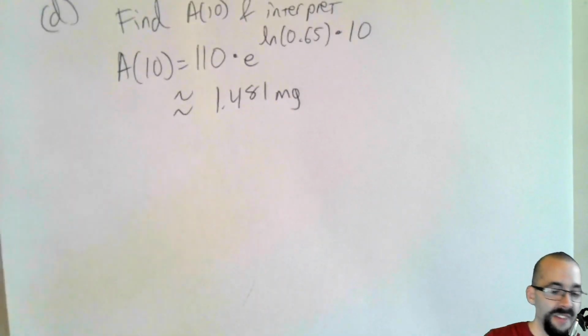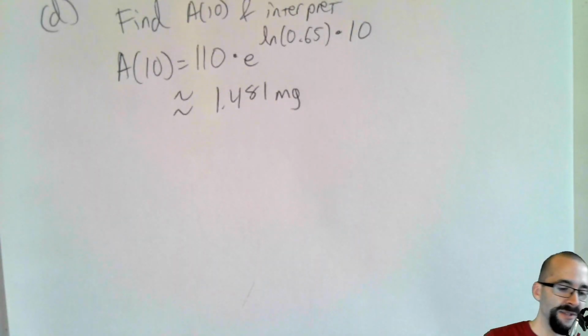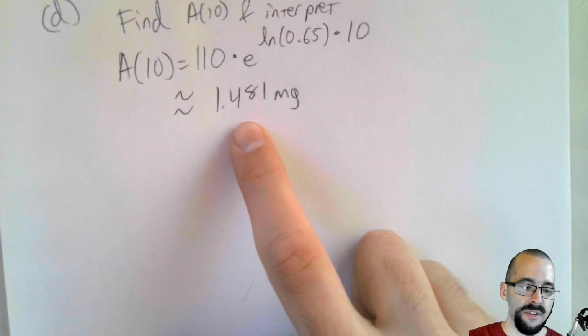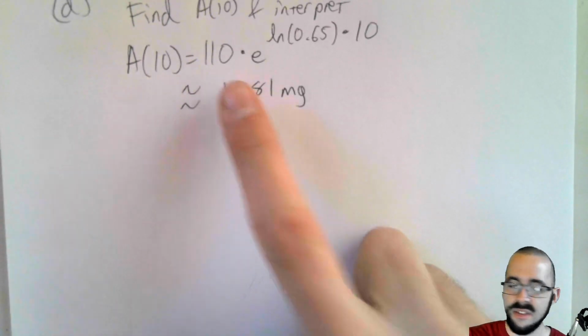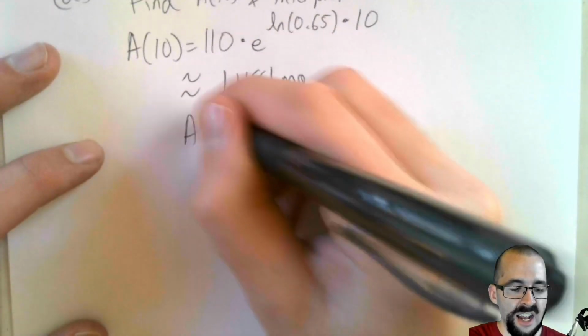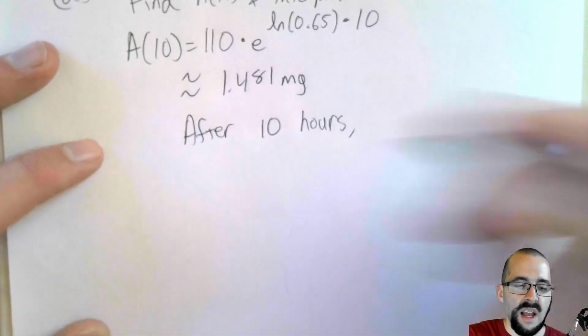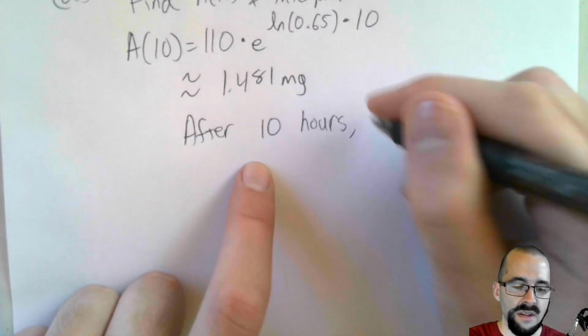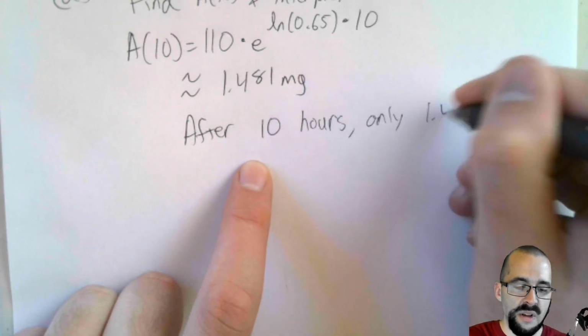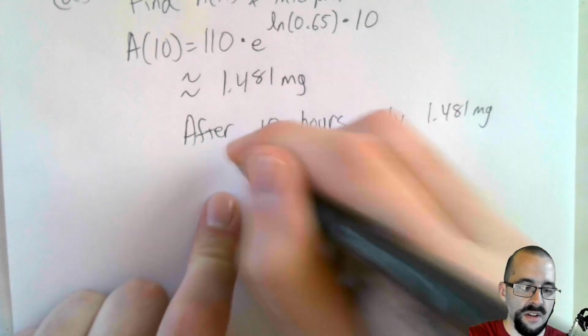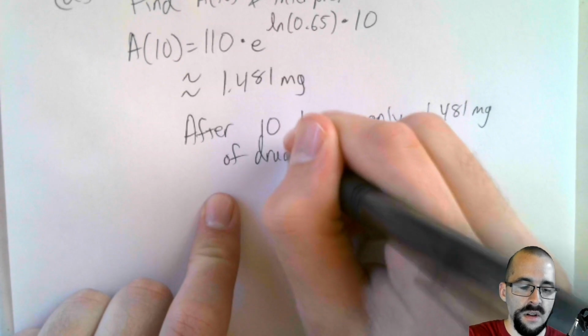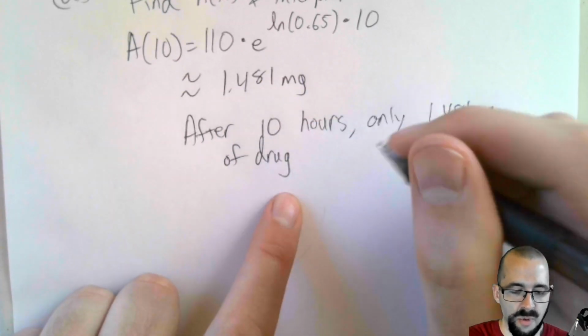Exponential decay is fast. That's why I'm shocked. So we started with 110 milligrams. This says after 10 hours, we only have 1.481 milligrams of the drug in our bloodstream or wherever it is.